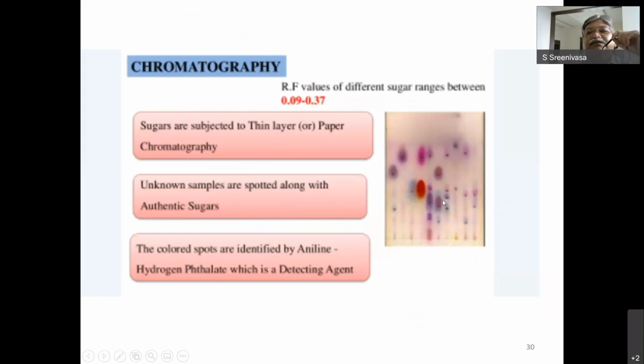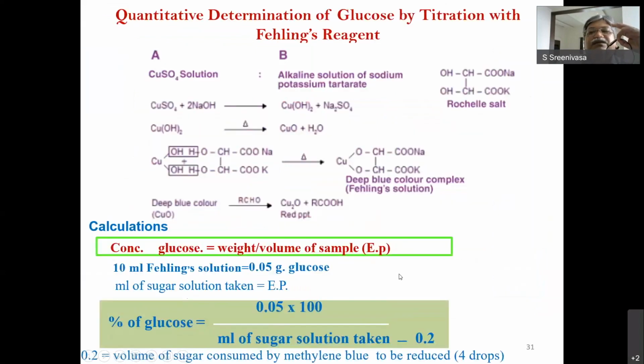You can run a chromatogram. Sugars are subjected to thin layer or paper chromatography. You will know what paper chromatography is. An unknown sample can be spotted along with the standards, and knowing the Rf values, you can say what that sugar is, whether it is maltose, lactose, whatever it may be.